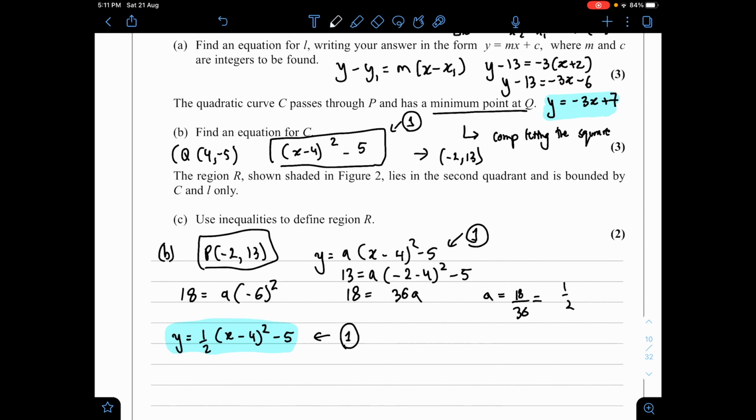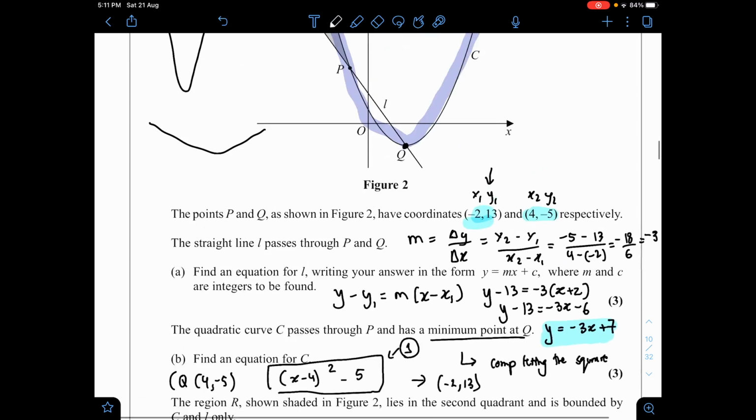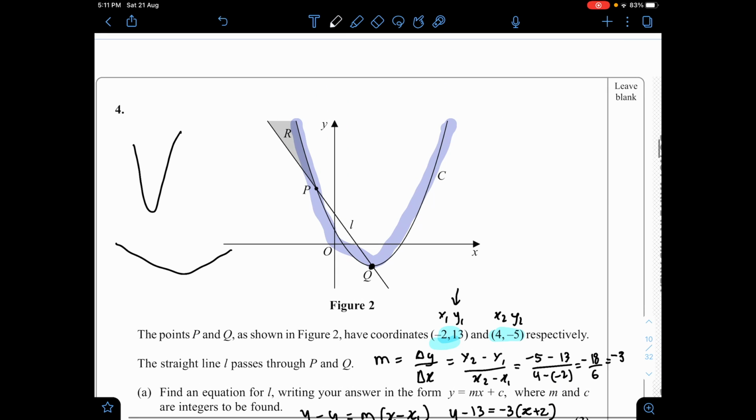All right. So the region R shown in the figure lies in the second quadrant and is bounded by C and L only. Use inequalities to define the region. Okay, so we want this region over here. So what we can do is, let me erase this.